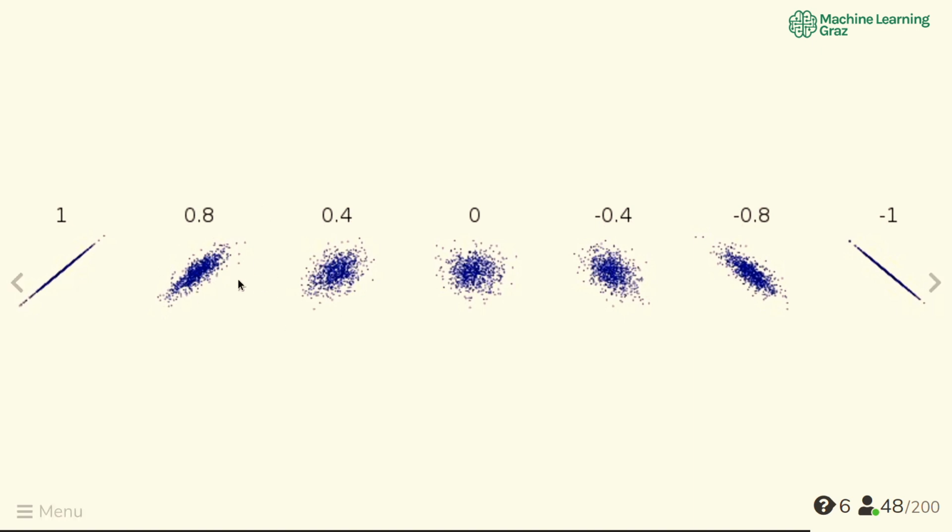And therefore, the more scattered it is, the lower the correlation becomes. And you can see here, when it's a big blob of mess, it's 0. And then if it goes in the negative direction, you get a negative correlation.